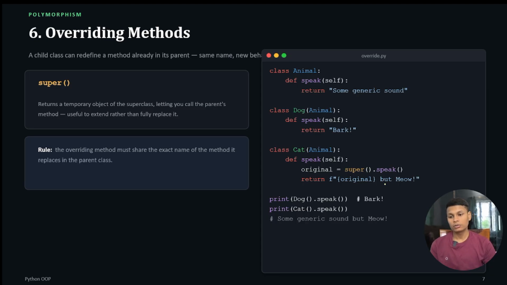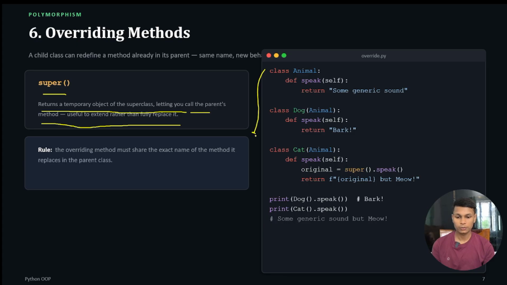Now let's see about the overriding method. What is the overriding method? A function named super. Let's discuss how we are going to use the super function. So what is the super function? The super function simply returns a temporary object of the superclass, letting you call the parent method, used to extend rather than fully replace it.